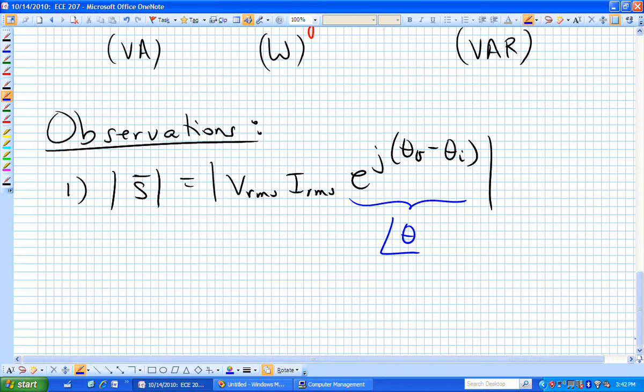e to the jx by Euler is cosine x plus j sine x. If I say, what's the magnitude of that complex number? You have cosine x for the real part. Let's square that. Then you have sine x for the imaginary part. Square that. You now have cosine squared and sine squared. And everyone's seen the t-shirt, correct?